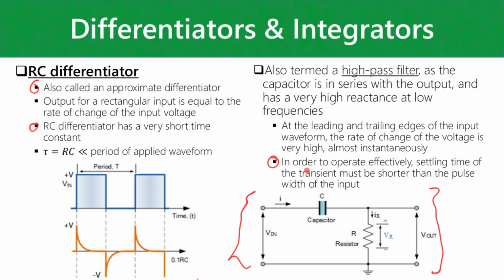Again, in order for the circuit to operate effectively, the settling time, or the steady state time, needs to be much shorter than the pulse width of the input. Here we can see that the settling time of this output is half the pulse width of the input.